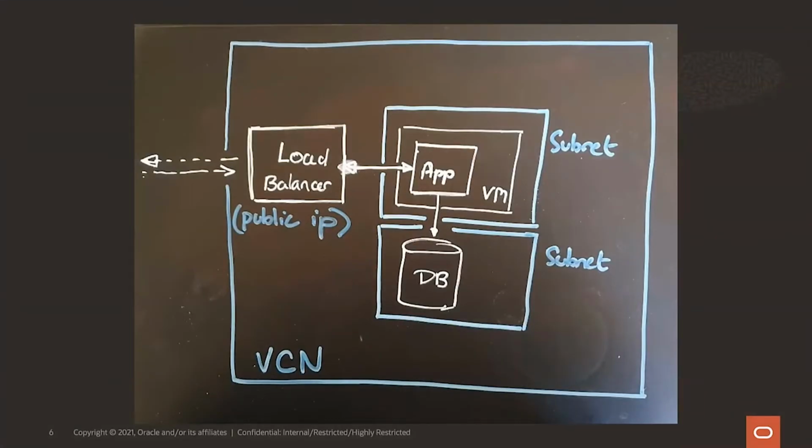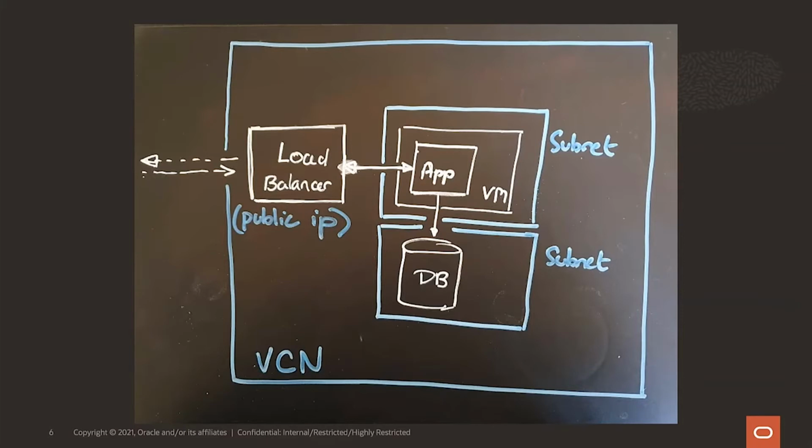Your first application deployment probably looks something like this. You have a VCN, a virtual cloud network, created within a compartment, which is probably, hopefully, a subcompartment of the root rather than created directly in root. Within that VCN, you'll have subnets, and you will have deployed, say, a virtual machine with your application on it and maybe your database, and probably these are in separate subnets. And then you've exposed the application to the outside world through a load balancer. So our application is now up and running.